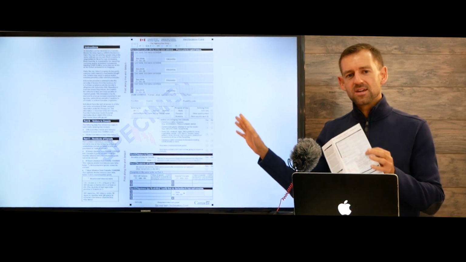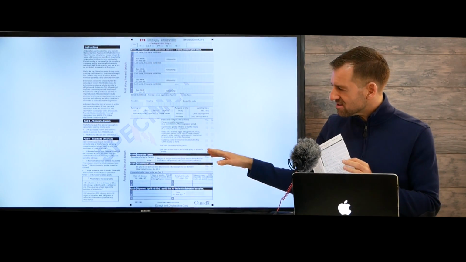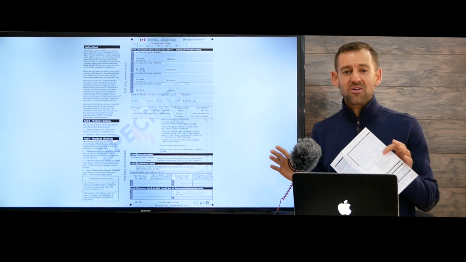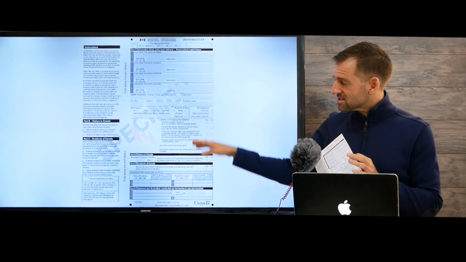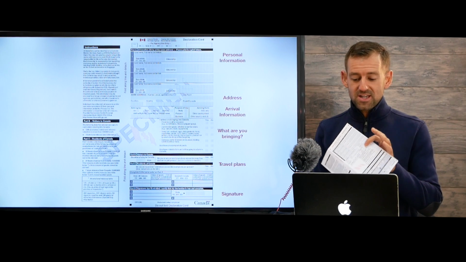Now, forms like this can be really scary. Look at all this information. Actually, it's not scary at all. Most of this you don't even have to fill out, okay? So don't worry. I'm going to teach you how to do it.